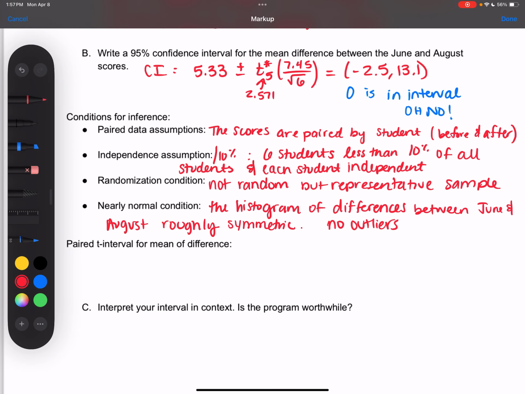Paired t-interval for the mean of the difference is d bar plus or minus t star with n minus 1 degrees of freedom times the standard error of d bar, which is what we already found up there. This is just the t-interval for it. So negative 2.5 to 13.2. That's already what we had found. It just has us doing it again.